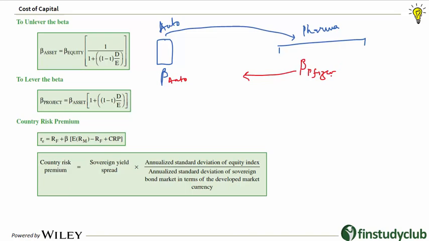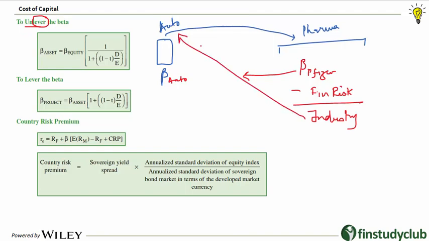So how do I do it? I would remove the financial risk from the beta of the proxy, making it an industry beta per se. This process is called unlevering the beta, unlevering as in removing the effect of the leverage. And then I'm going to borrow it and apply my own financial structure. That's called levering the beta.